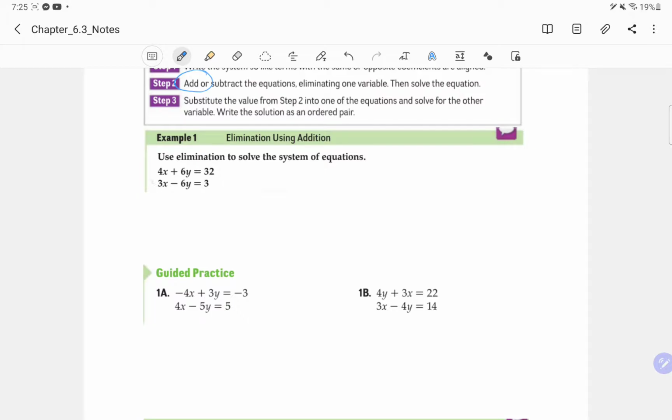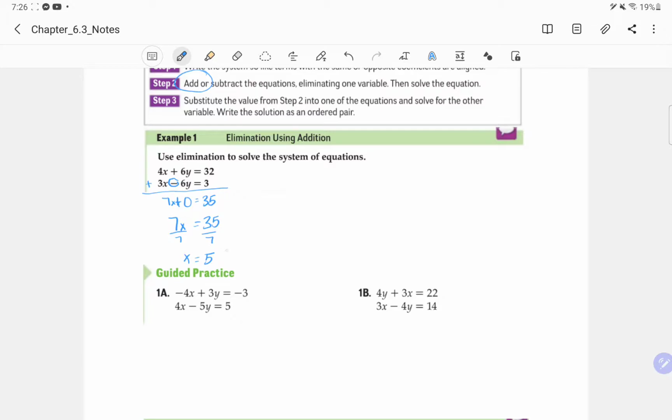If you see here, we're going to add these two together and watch what happens. 4x plus 3x becomes 7x. 6y plus negative 6y, this here means it's a negative, okay? So 6y plus negative 6y becomes 0, which is equal to 32 plus 3, which is 35. We don't really need to keep writing that. So it just becomes 7x equals 35. And then you can divide by 7 on both sides and x is equal to 5.